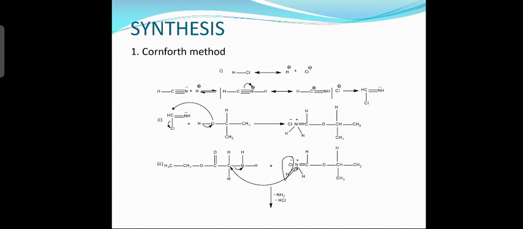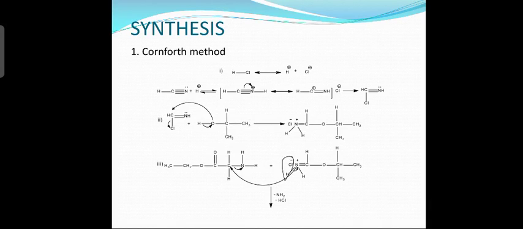Now let us see the synthesis of oxazole. The first method is known as the Cornforth method. In this method, oxazole is prepared by the action of propan-2-ol with the aminoethyl acetate in the presence of hydrochloric acid and hydrogen cyanide. So, in the presence of HCl and HCN.